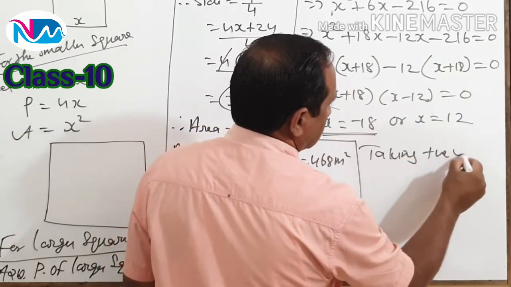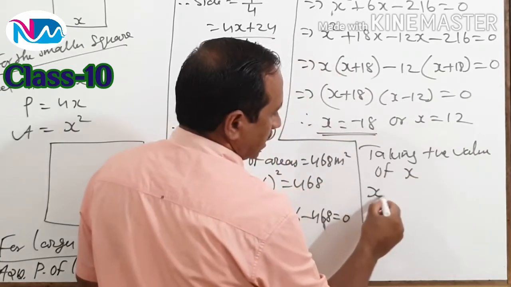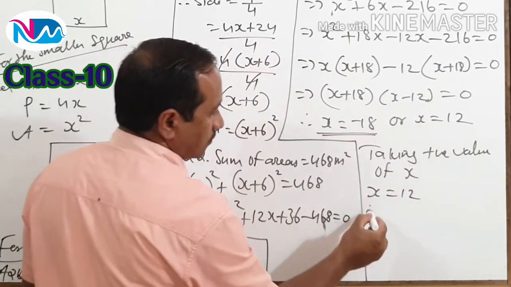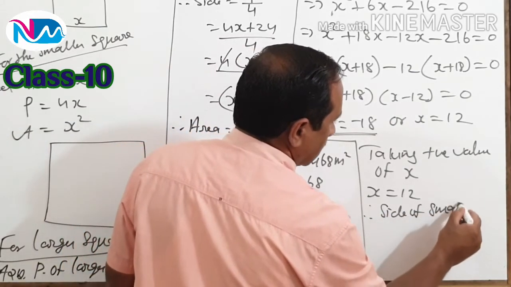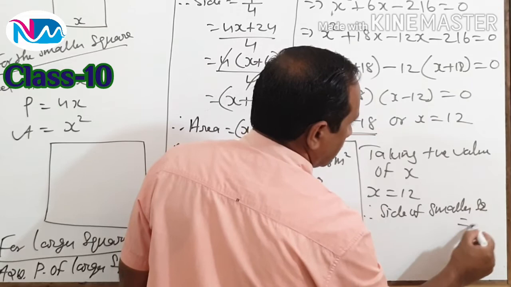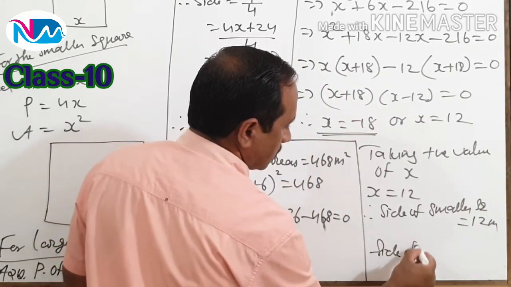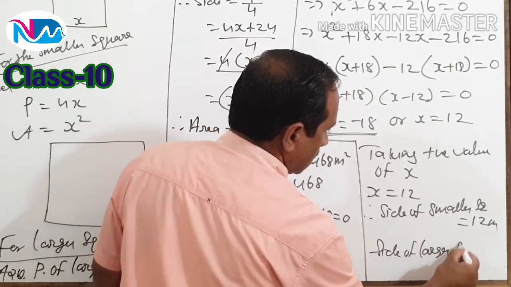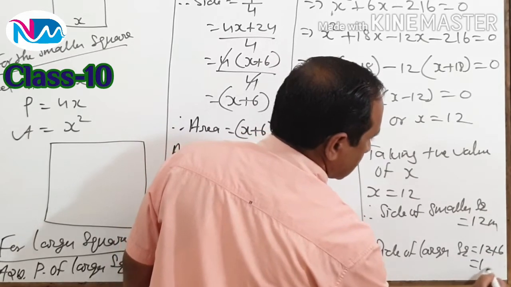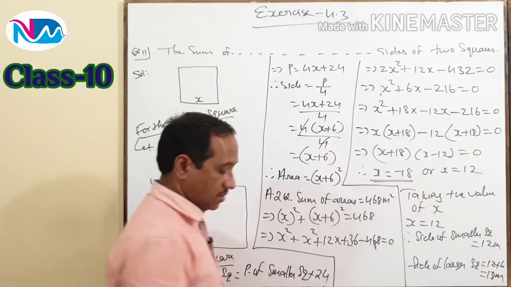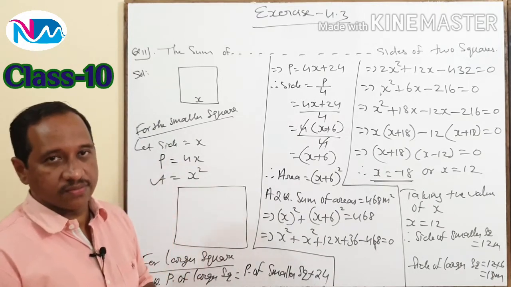Taking positive value of x, x is equal to 12. Therefore, the side of the smaller square will be equal to 12 meter and the side of the larger square will be equal to 12 plus 6, that is 18 meter. So we got the sides of the two squares in the question.